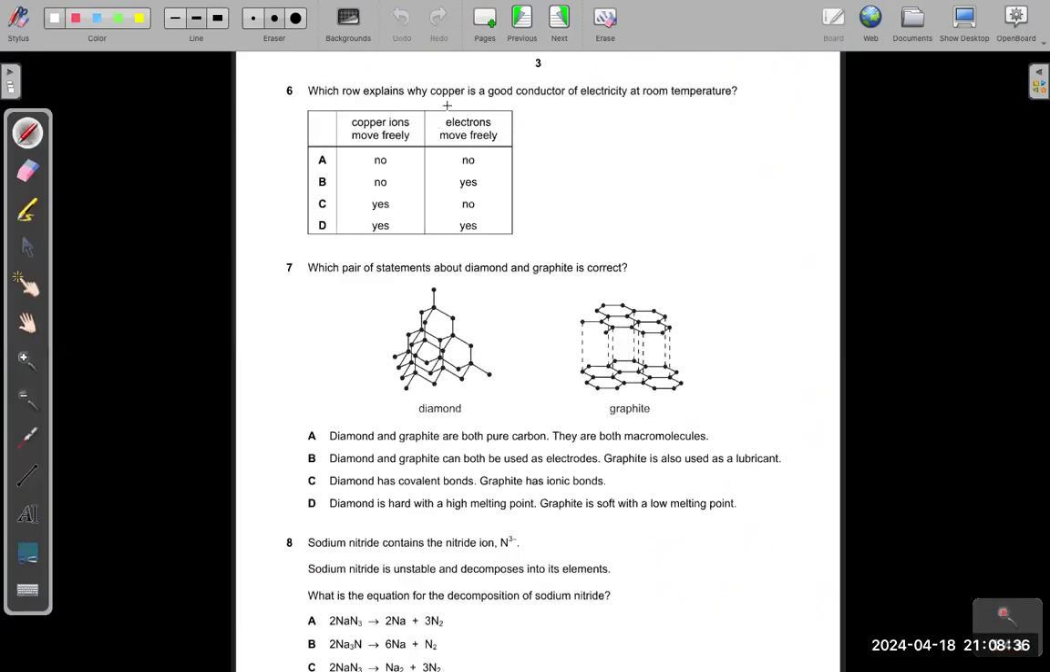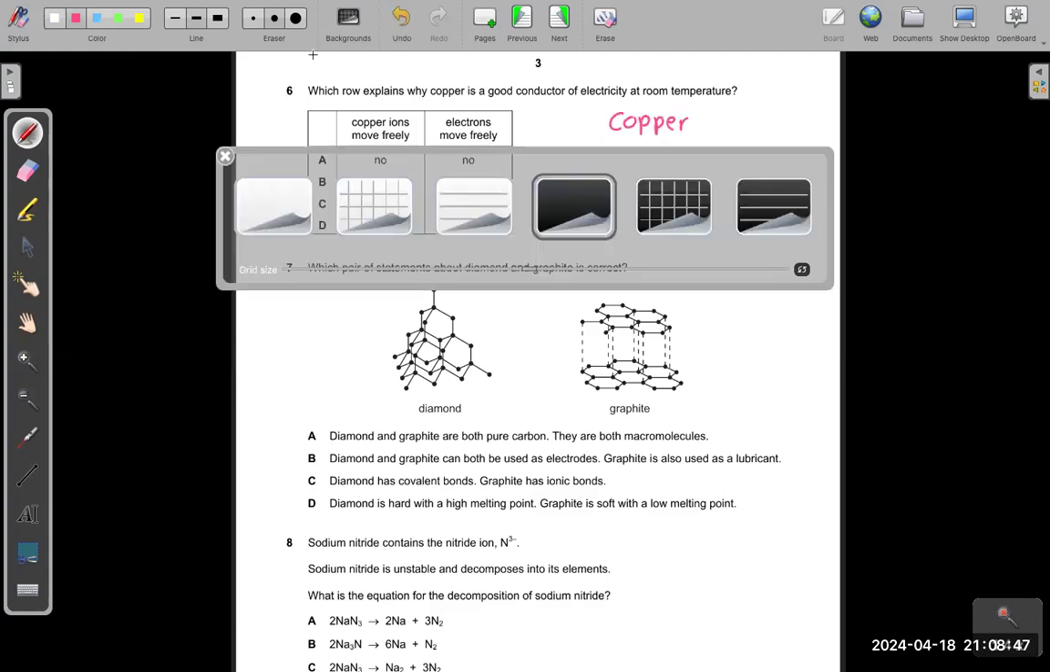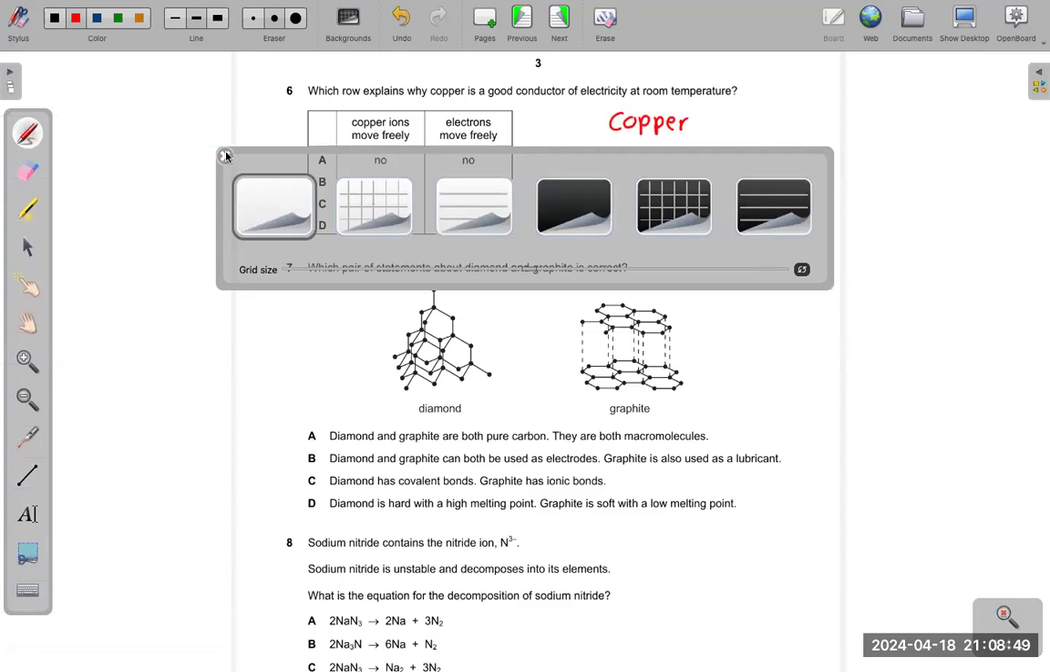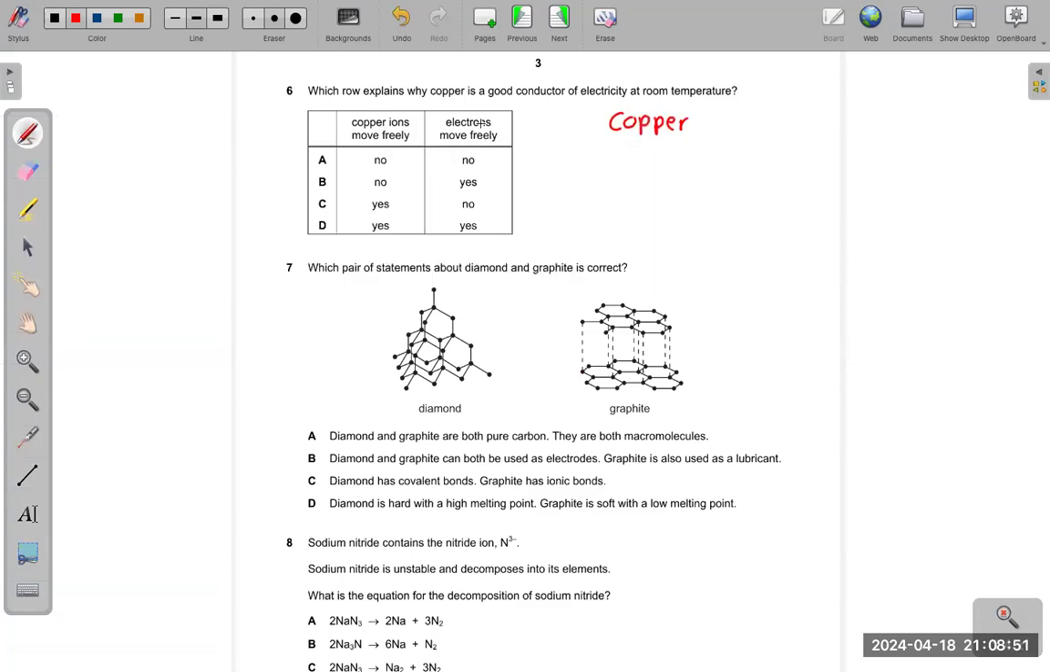The next page, which row explains why copper is a good conductor of electricity at room temperature? Does it have free ions or free electrons? What do you think, Miriam? Copper is a solid, right? So solid has free electrons or free ions?